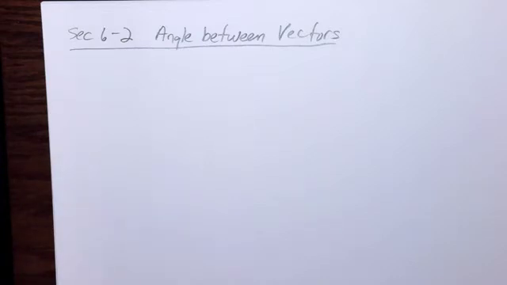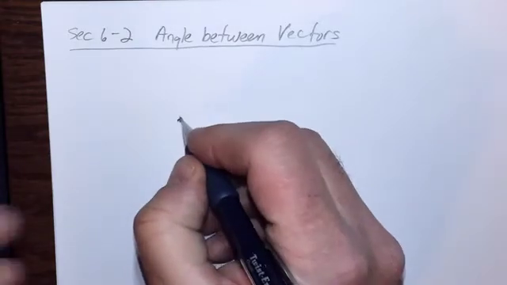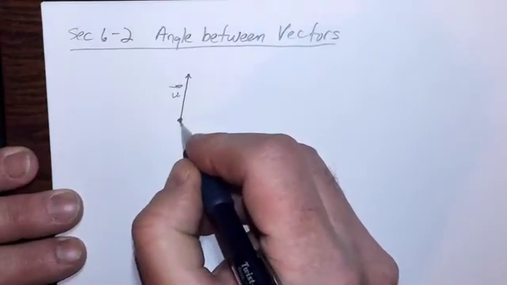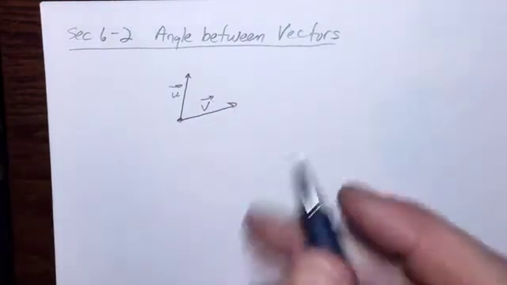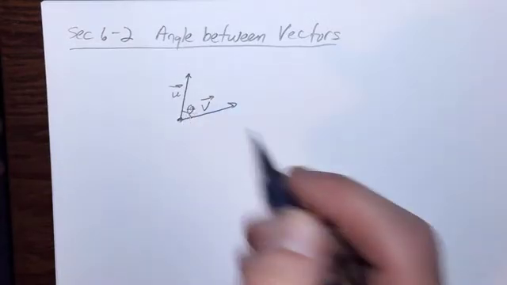Last time we looked at what the dot product is and how to find it. Today we're going to look at an application of how we can actually use that. If we had two vectors, u and v, let's say vector u was this one and vector v is this one, and we wanted to find out what's this angle theta in between them.